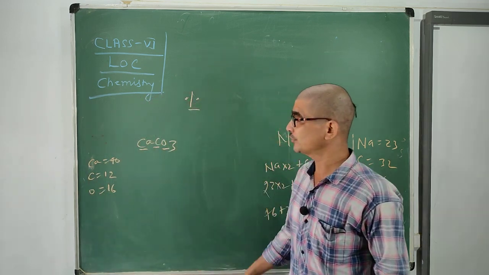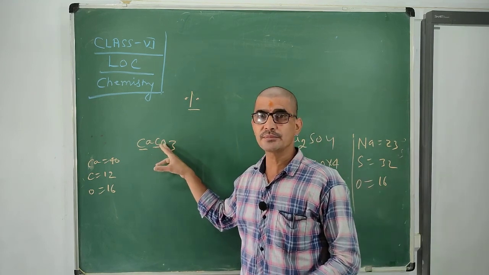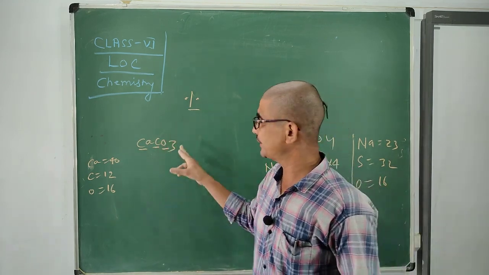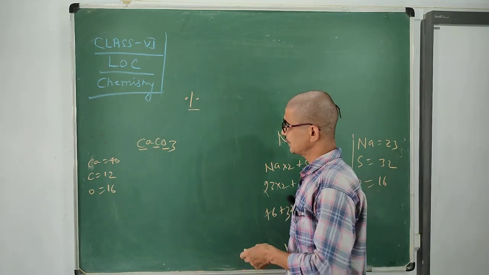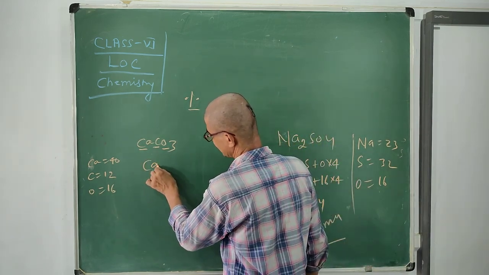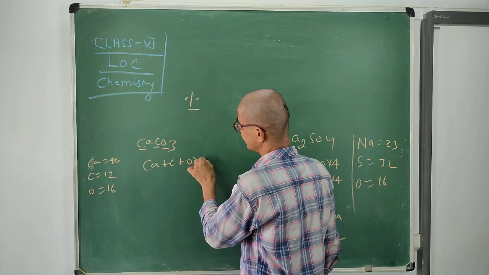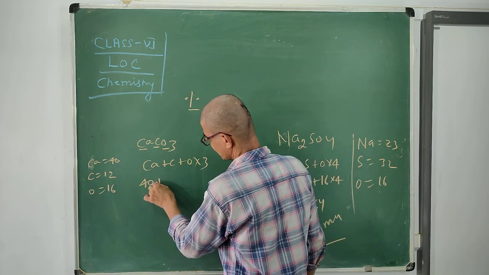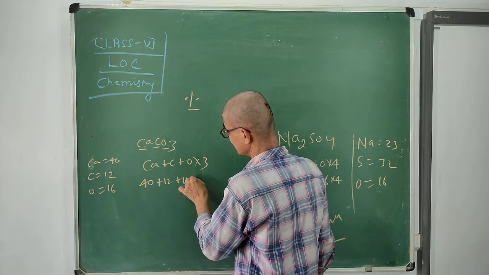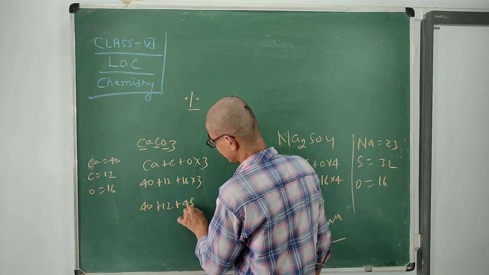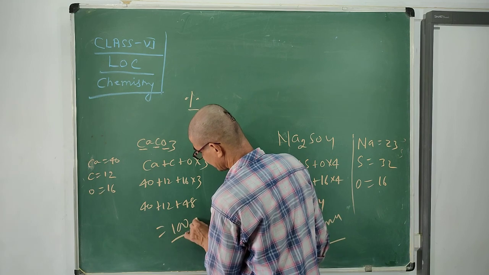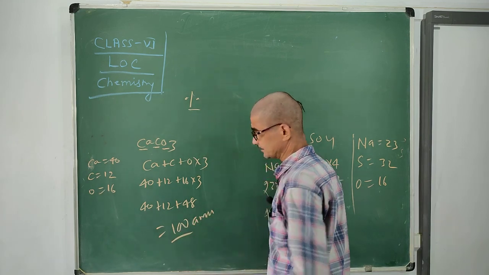So, if you want to calculate the percentage of each element present in calcium carbonate, then at first you have to calculate the molar mass. I have already explained these things. Molar mass of the compound, Ca plus C plus O into 3, 40 plus 12 plus 16 into 3, 40 plus 12 plus 48, total is 100 AMU.